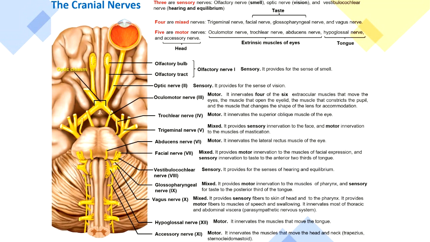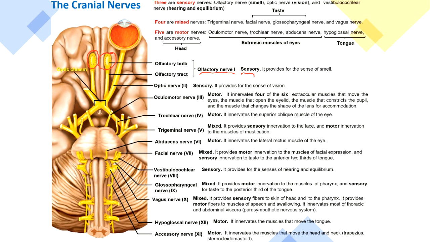So the first cranial nerve is the olfactory nerve. It consists of the olfactory bulb, which is this elliptical thing right here. And then right below it is the olfactory tract where the smell senses travel down to. So both of these two structures make up the olfactory nerve. And this is simply sensory.